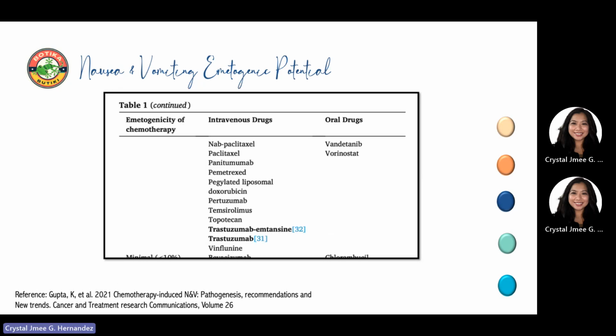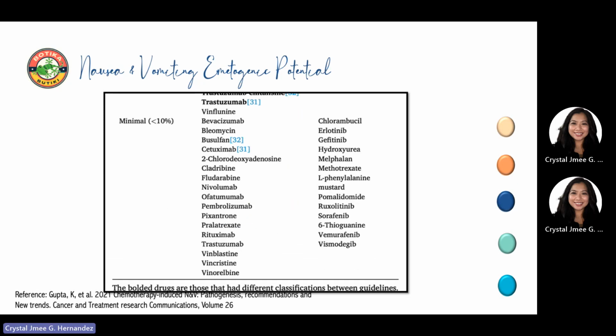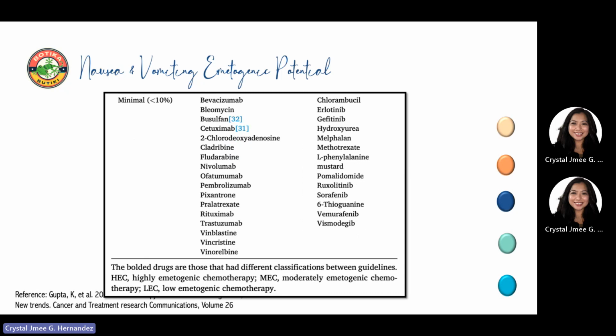And then this is just a continuation of the low emetogenic chemotherapy, rather, sorry. And then, of course, the minimal. Okay, so we have rituximab, trastuzumab, vinblastine, the Vinca alkaloids are here. We have bleomycin, busulfan, and for the oral, we have chlorambucil, melphalan, methotrexate, and the others. So again, sorry, this is highly emetogenic chemotherapy.